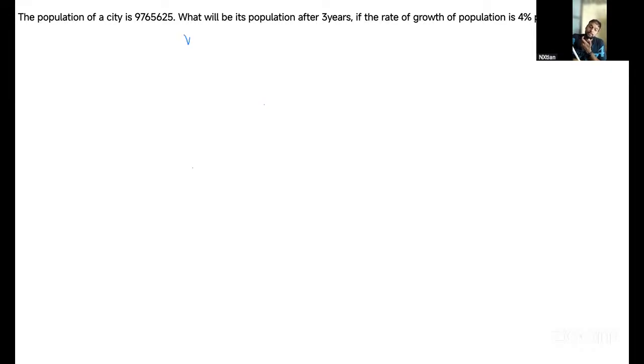Now, the value of appreciation is P into 1 plus R upon 100 to the power N, where N is basically the time period. So the value of appreciation will become: principal is 9765625 into 1 plus, rate is 4%, and N is 3 years.